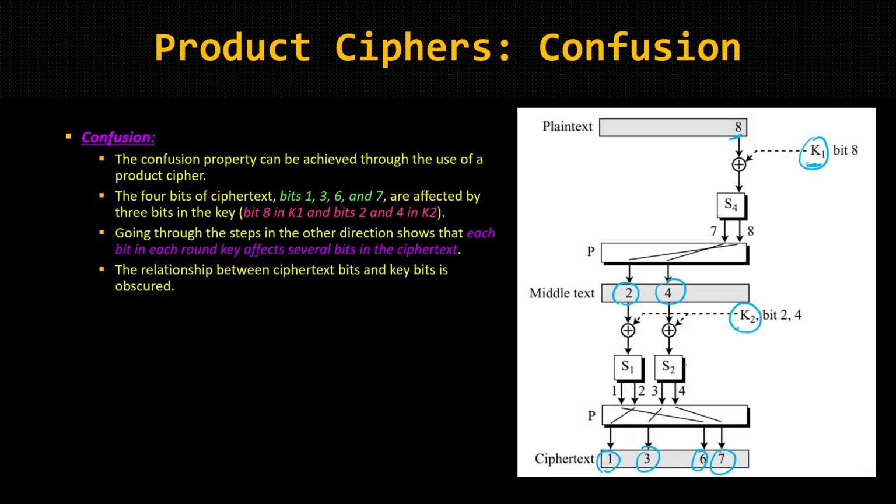Going through these steps in the other direction shows us that each bit in each round key affects several bits in the ciphertext. As a result, the keys K1 and K2 affect the bits 1, 3, 6 and 7 of the ciphertext. Because of this, the confusion property is maintained. The key idea of confusion is to hide the relationship between our keys and the ciphertext. If any of the keys are changed, these bits in the ciphertext will also change accordingly. This is how the diffusion and confusion properties in our product cipher are maintained.